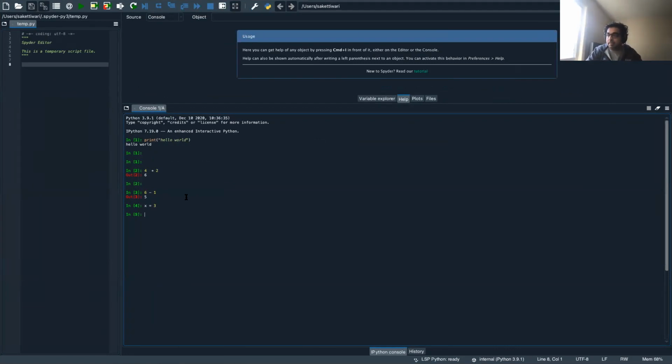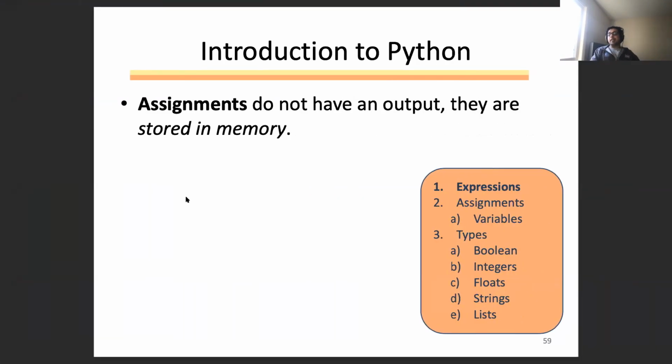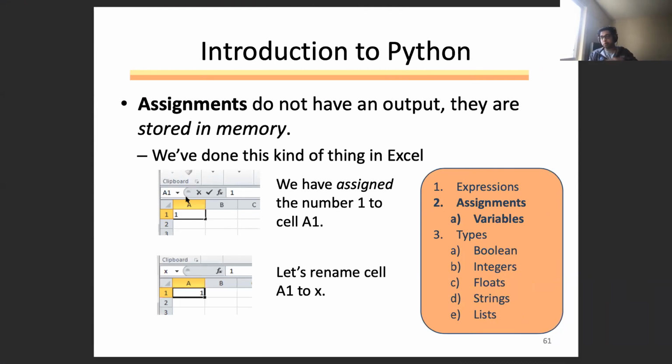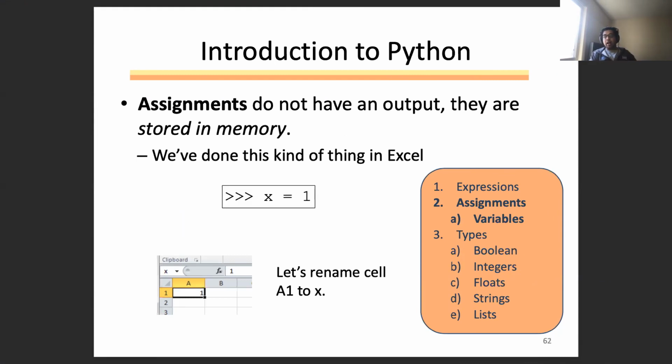This right here is an assignment, right? There's no output. But if I ask the interpreter what's X now, it will give me the output 3, right? Now, this is very similar to what happens in Excel. You have cells and you assign a value to cell number 1 in column A, which is A1, right? And you can rename it to something which is X, right? And if you've used R in the past, there are assignments in R. So you would have seen them there.